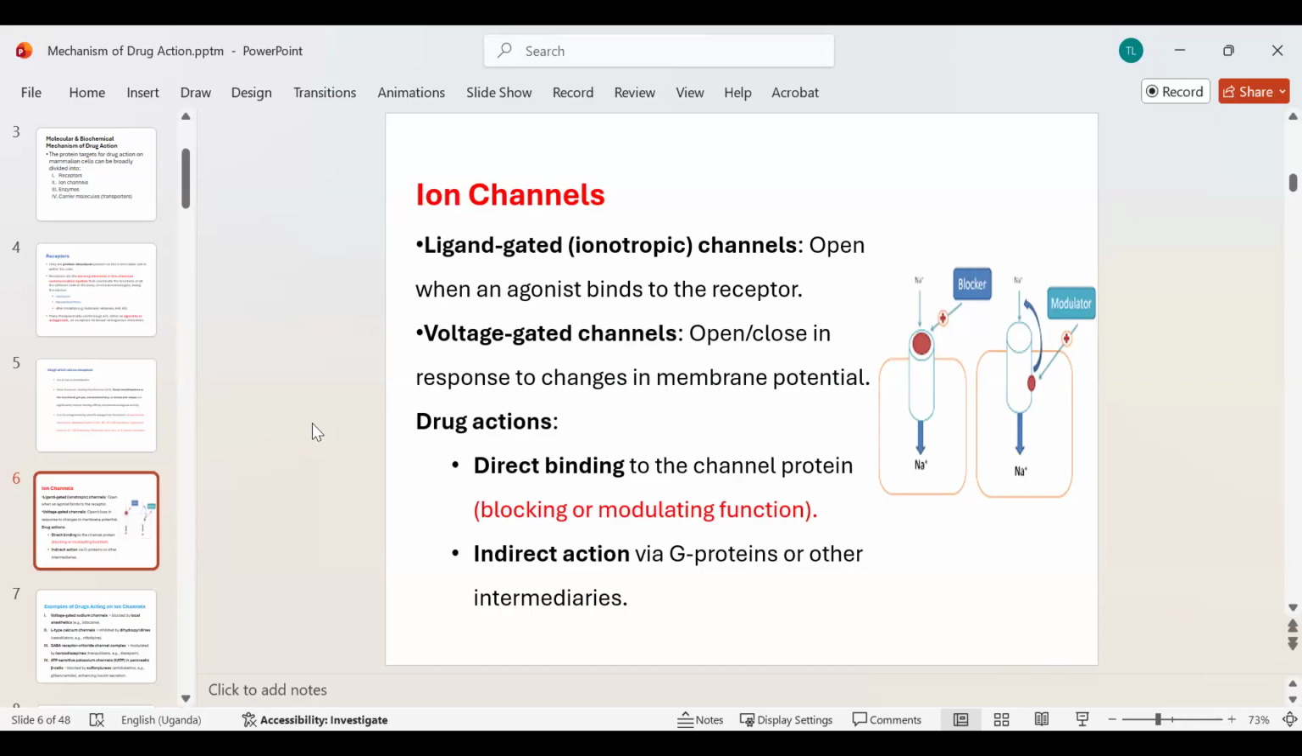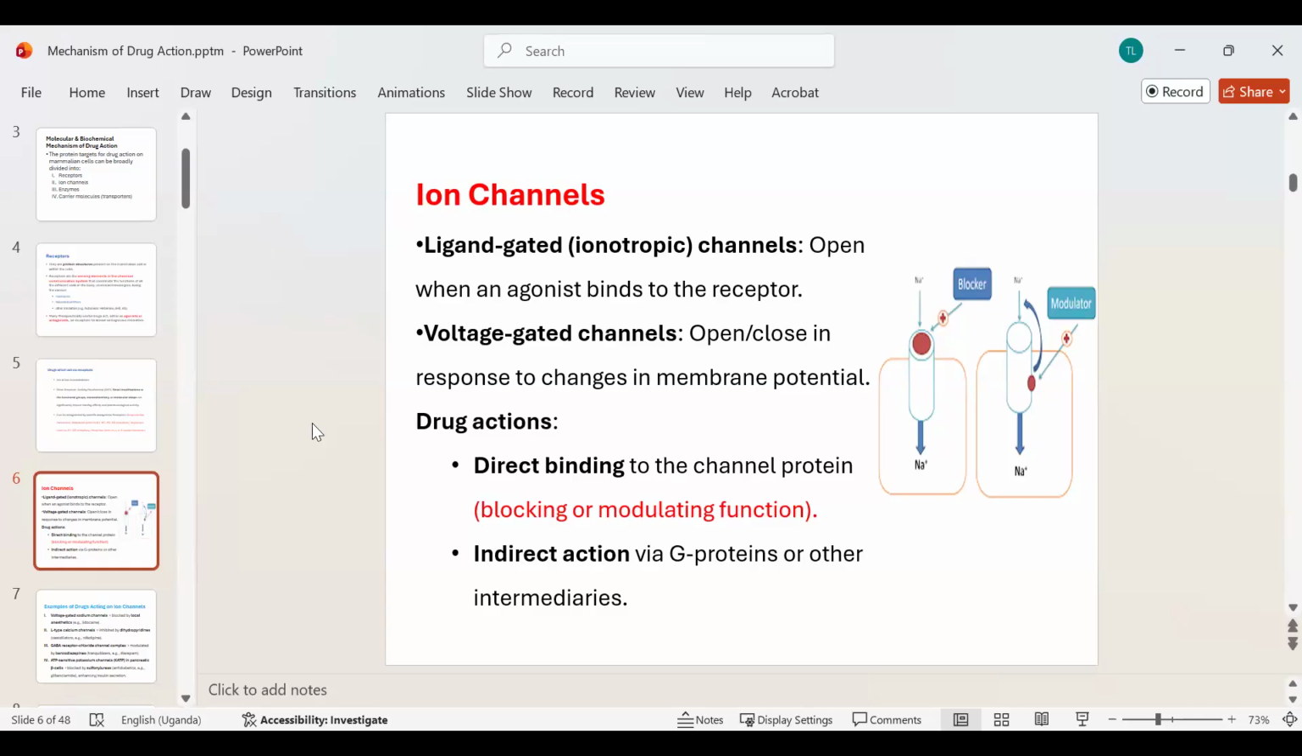Or those changes that usually happen can end up opening or closing the ion channel. Those are also referred to as the voltage-gated ion channels. These ones can also work as receptor sites for binding of our drug. As you can see, the drug action, direct binding to the channel protein, can lead to blocking or modulating its function.